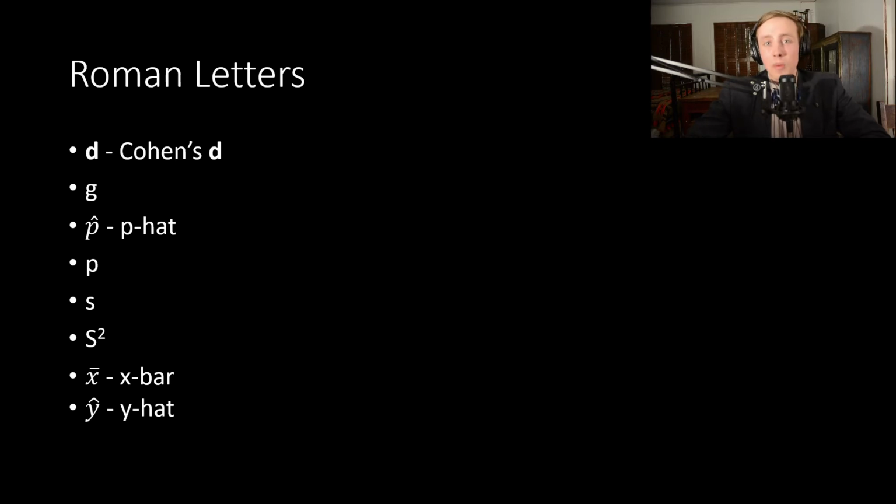And then we get on to the Roman letters. So for the Roman letters, if they have a name that goes with them, I've included that. So the bolded D for Cohen's D, or P hat for the P with a little hat on top of it, or X bar or Y hat. If they don't have a name next to them, that means that they're pronounced the way that they look. So G is pronounced G, S is pronounced S, S squared is pronounced S squared.